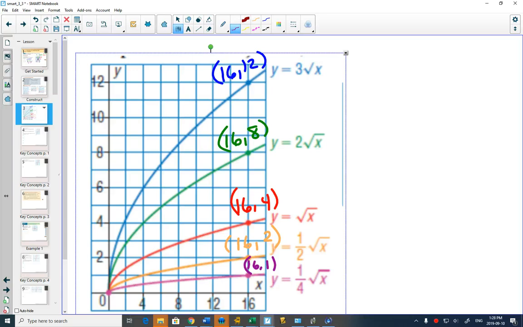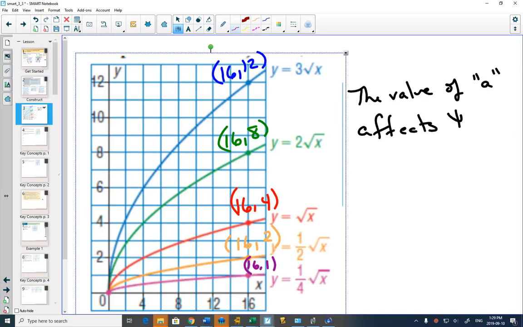so if we make a little note, I mean, they called it a root x. That value of a affects the y-coordinate. So when we multiply a function by a number, it will either stretch it or compress it.